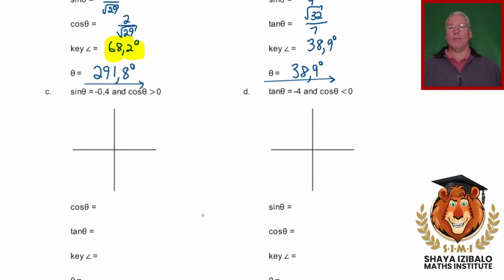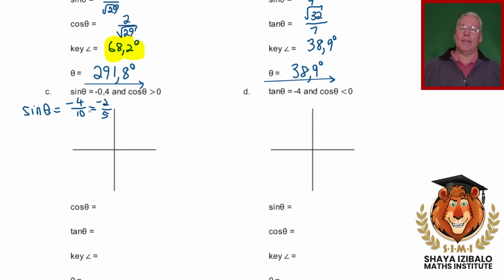Okay, there's some more to do here. We're going to ask you to try these before the next lesson. The first thing we want to do with this one, just to give you a bit of a hint for the next two, we want you to consider them as fractions. So in other words, sine theta is negative 0,4. We could write that again as sine theta is negative 4/10. We want it as a fraction. And in fact, we could even simplify that, negative 2/5.